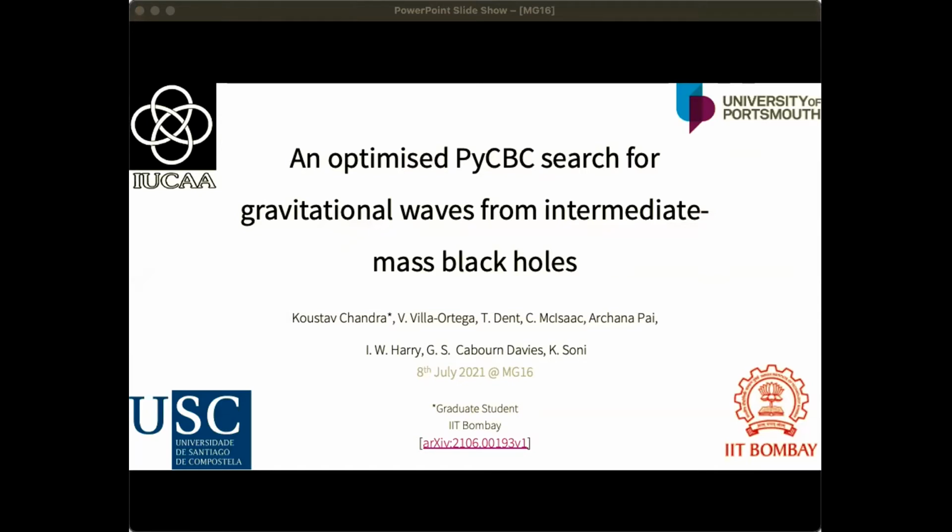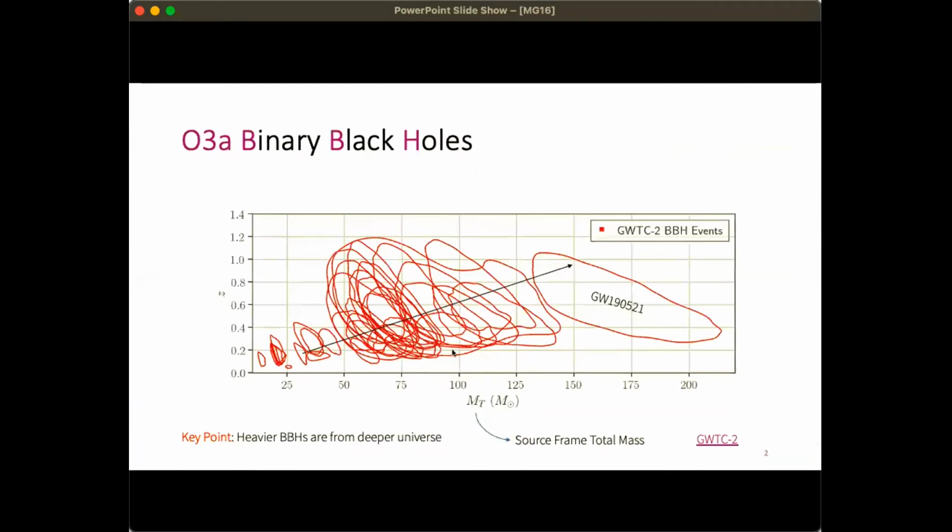I'm Kaustav. I'm a graduate student here at IIT Bombay, and I primarily work on detecting gravitational waves from any kind of binary mergers. And today I'm going to talk about some of the stuff that I did together with my collaborators over the course of last year. I would like to start off by showing you this plot, which shows the posterior probability distribution of the source frame total mass and redshift of the binary black hole events that have been confidently detected so far. The contours enclose 90% of the posterior probability inferred under the default parameter estimation bias used in the gravitational wave transient catalog. And just by staring at this plot, you can make two different inferences.